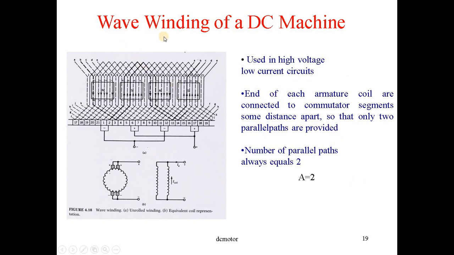The second type of armature winding is wave winding. This is the arrangement of wave winding. In wave winding, the total number of parallel paths is always 2. It will not be equal to P, the number of poles.